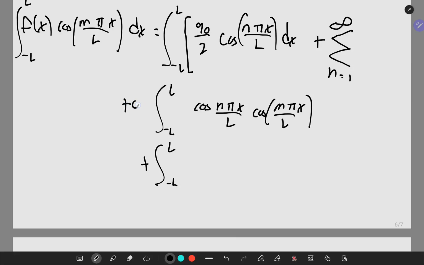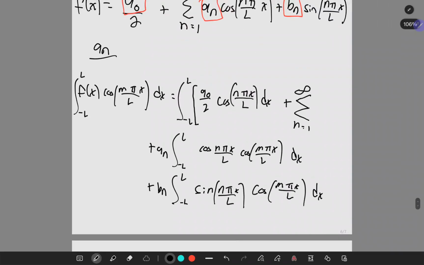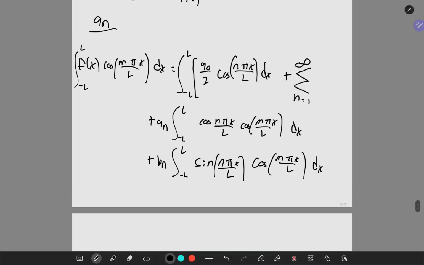I can pull that a sub n out, right? Because it's a constant. The integral from negative L to L of sine n pi x over L, I'm sorry, cosine n pi x over L, times cosine m pi x over L dx. So we have all this to work with. Now we're going to look at 2 cases.